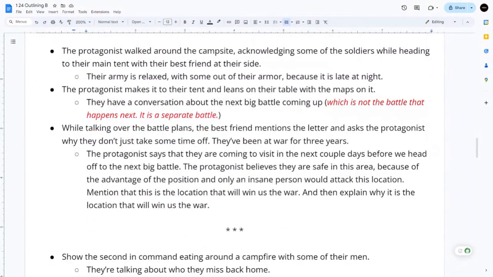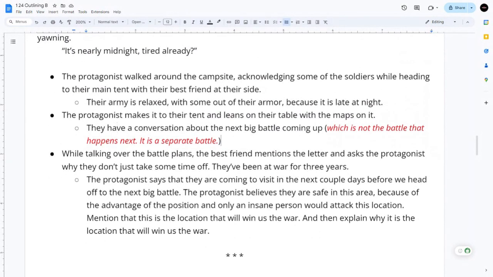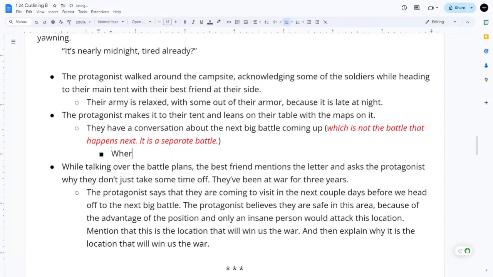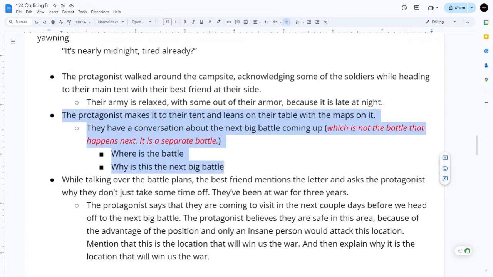I might even get more specific and more in depth. I might be like, they have a conversation about the big bad battle coming up. You know, where is the battle? Why is this the next big battle, right? And these are smaller thoughts and ideas that are important that I would want to get into that conversation.